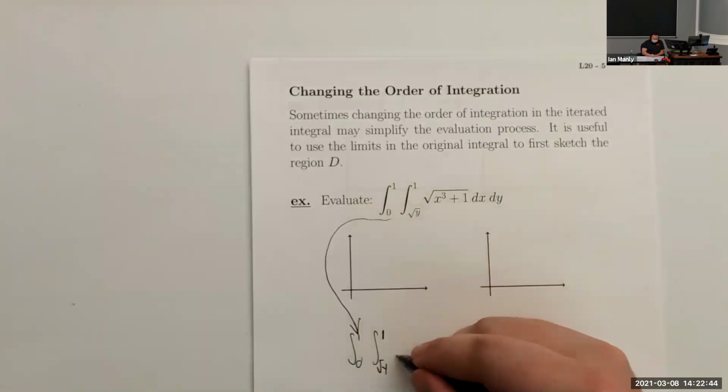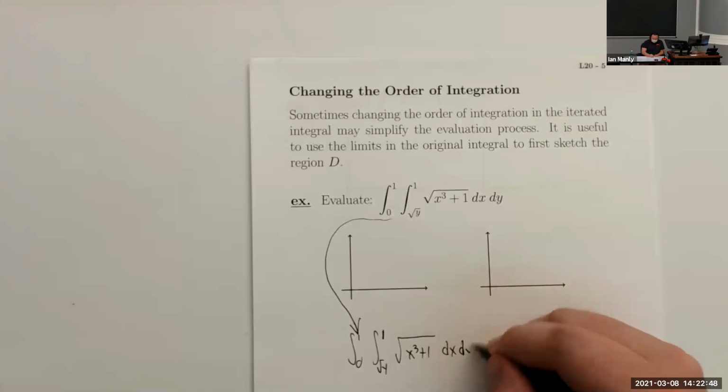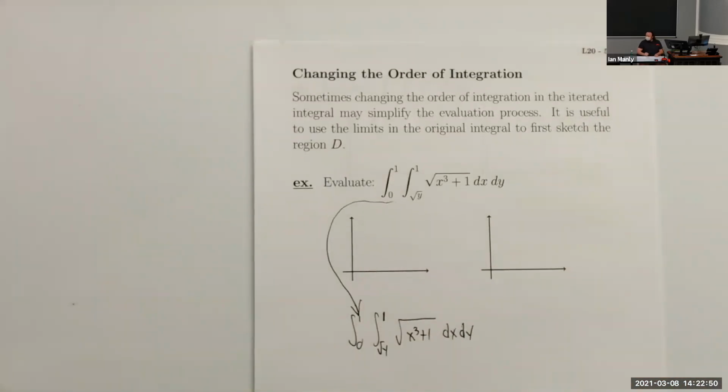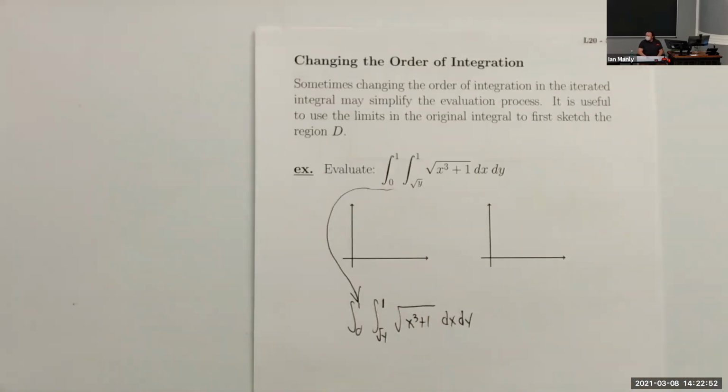Okay. Well, let's see here. So immediately we have to integrate the square root of x cubed plus 1. Okay. Does anyone know how to integrate the square root of x cubed plus 1? What technique should we use for that? All right, we're seeing a lot of different answers here.